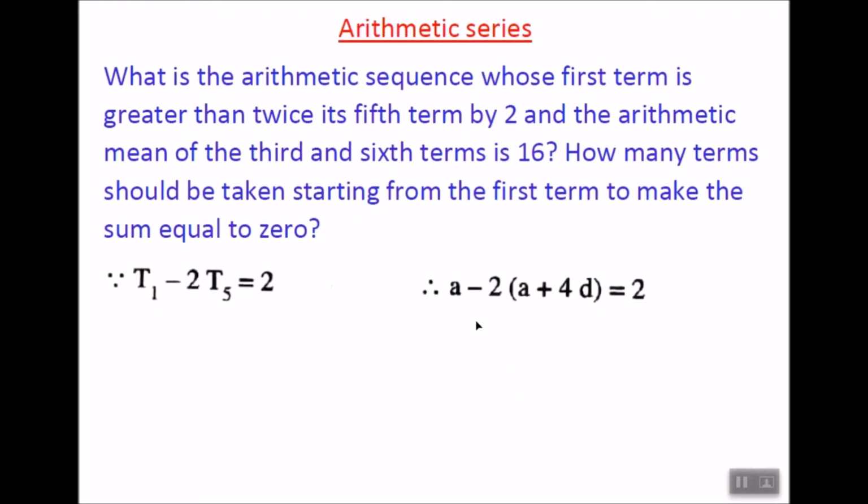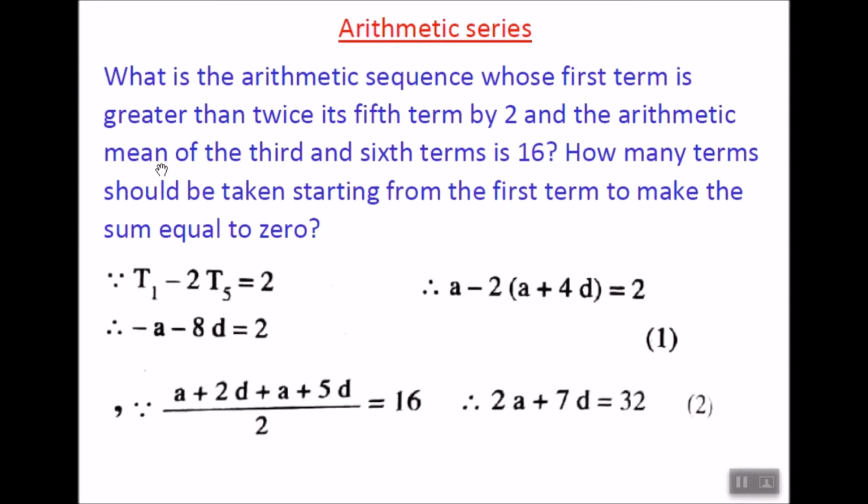This is the first condition for the required sequence. So T1 is a and T5 is a plus 4d. So a minus 2 times a plus 4d, this is T5, is equal to 2. Simplify: a minus 2a is negative a, and negative 2 times 4d is negative 8d. This is equal to 2 and this is the first equation.